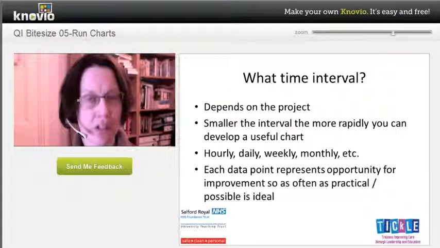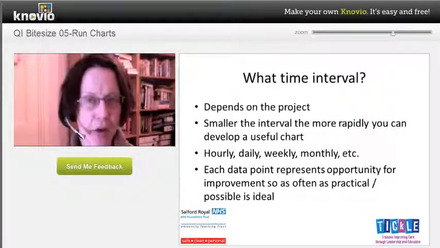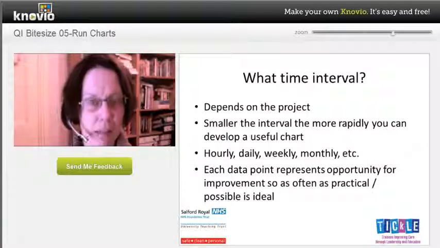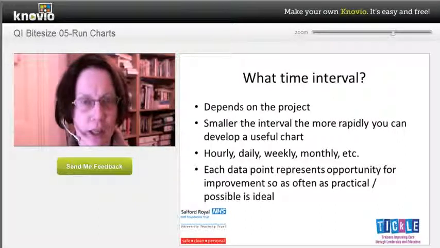So given that you are plotting data over time, what time interval should you choose? There is no particular answer to this. Data could be plotted for every sequential patient with a specific condition, every hour, day, week, month, year, whatever is most appropriate for your data. But it should be recognized that each data point represents an opportunity for improvement, and you need at least 20 before you can make meaningful comment on variation using the run chart rules. So the quicker you can accrue data points, the quicker you'll be able to have some useful data for analysis.